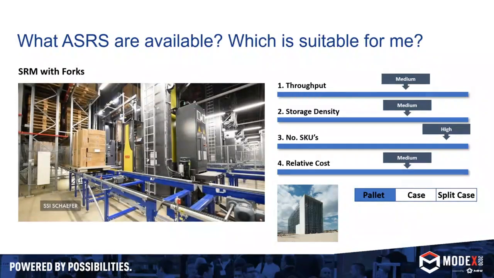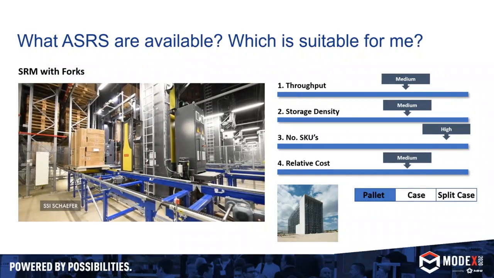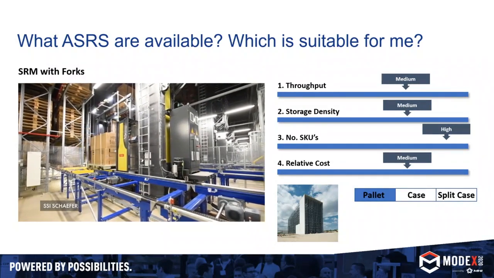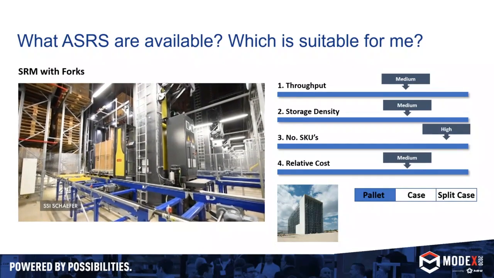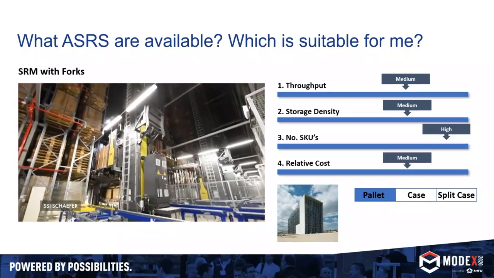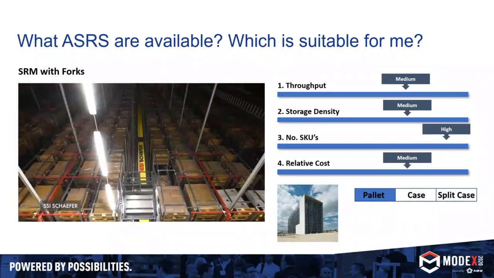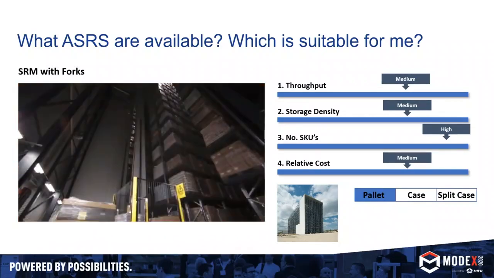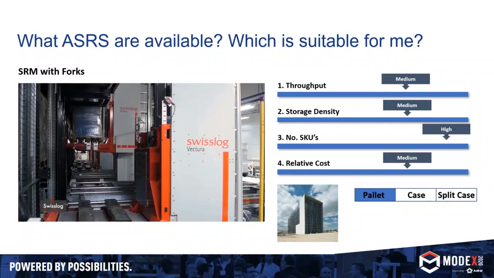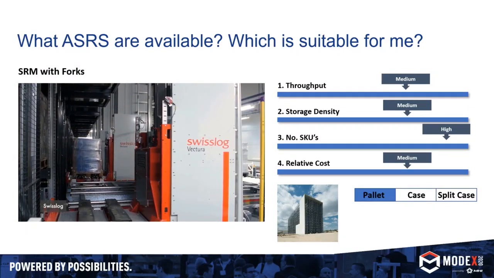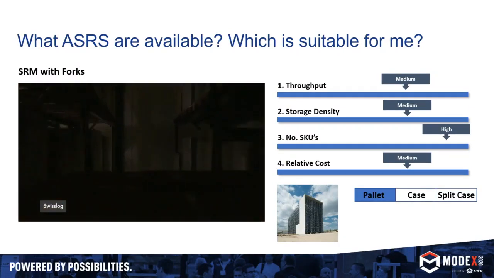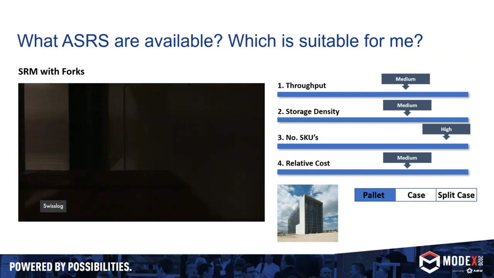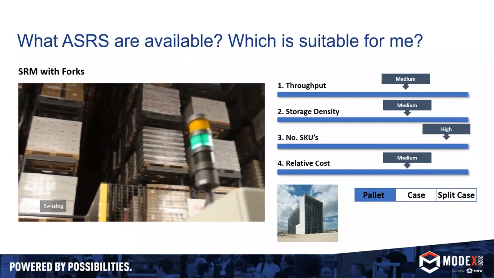In terms of storage density, again, relatively speaking, it's medium. You've got essentially 1, 2 or 3 pallets deep per aisle. And then that means you've got a large number of facings, so typically used for a high number of SKUs. If you have a large SKU range, this is usually the most suitable application. Relative cost, again, is medium.